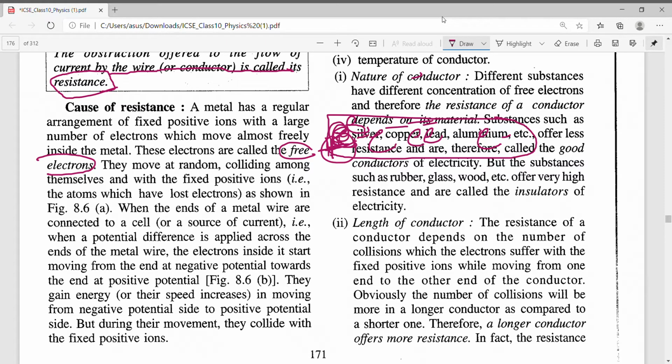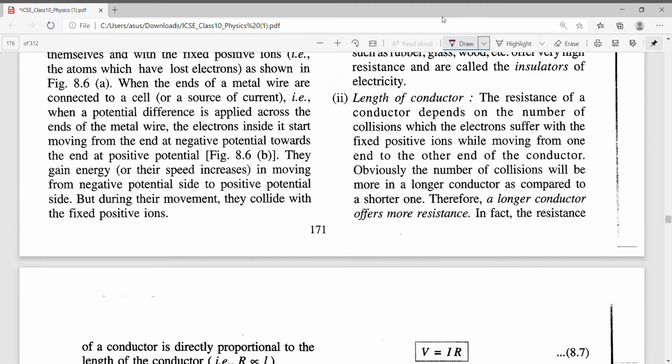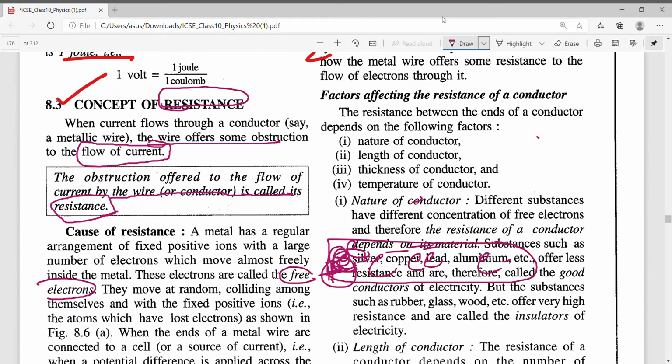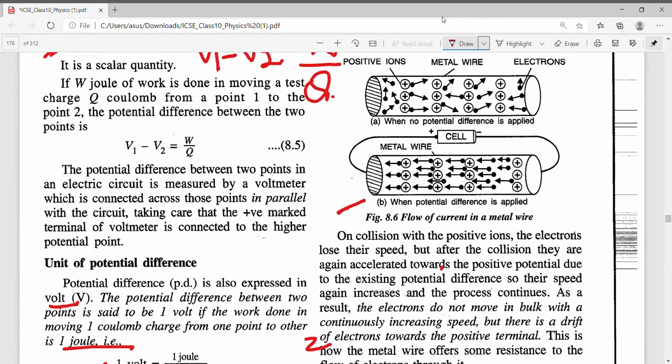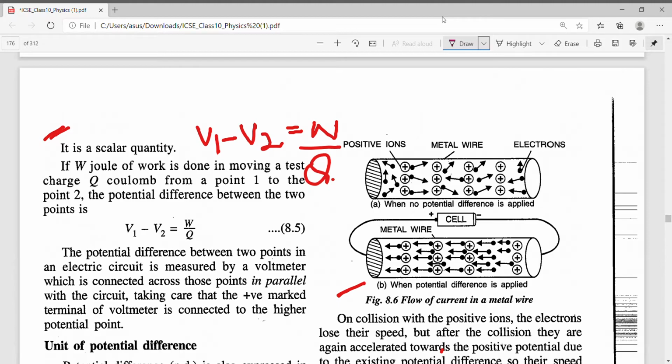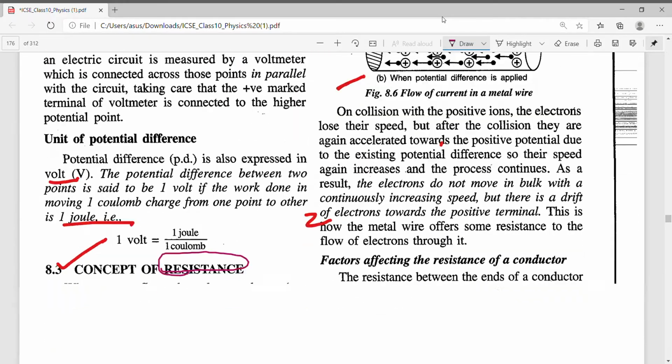As shown in the figure, let me see the figure because I've drawn it myself. Now see, these are positive ions that are fixed. These are electrons. See, this is colliding with it. Or if we see, two electrons also collide with it. This is a metal wire, or any conductor you could say. Okay.